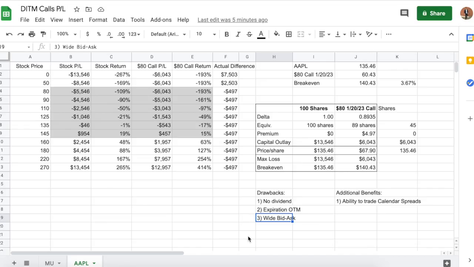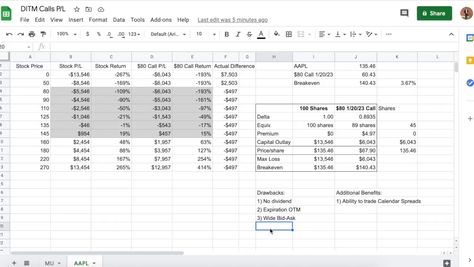So I guess it's a good segue into the other drawbacks. Obviously, if you're buying deep in the money LEAPS versus shares outright, you're not going to get a dividend, because the dividend goes to people who own shares, not people who own options on those shares. Okay, so that is something to think about. And if the contract expires out of the money, then it's worthless.